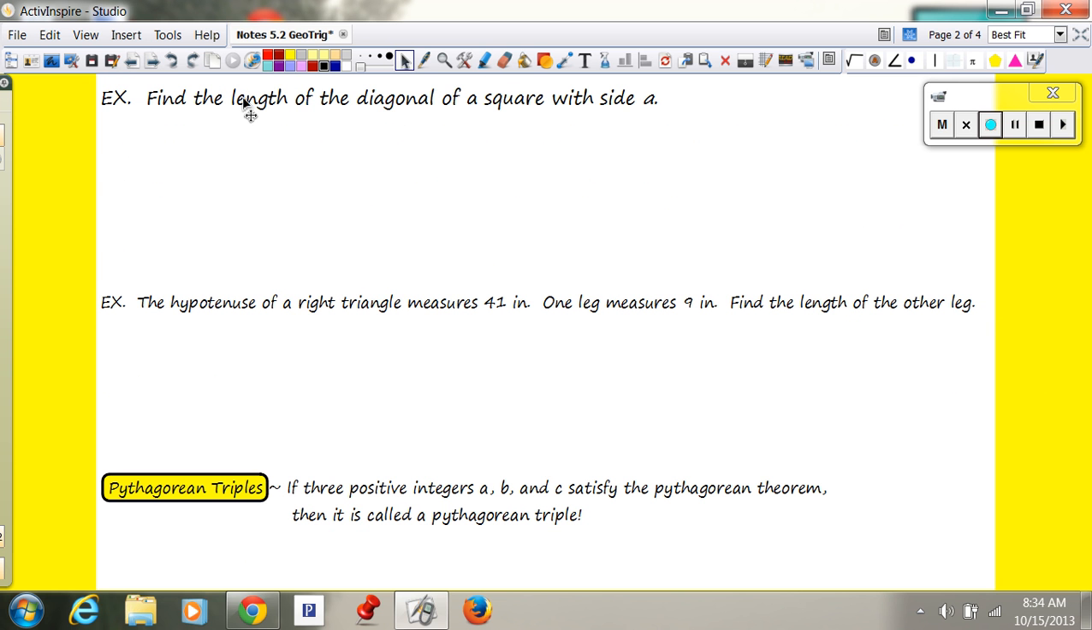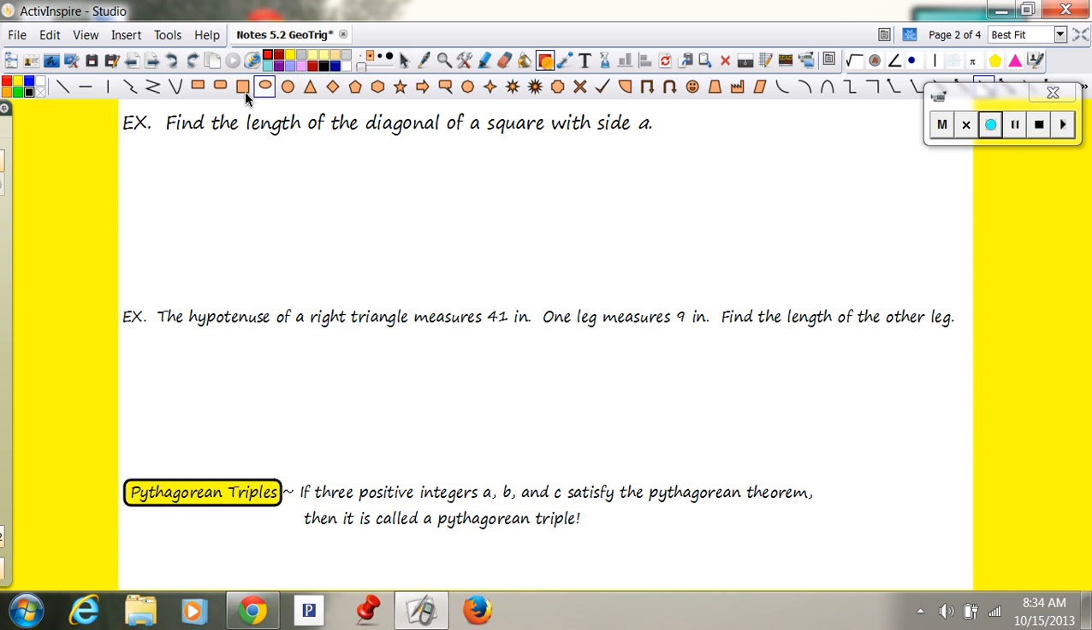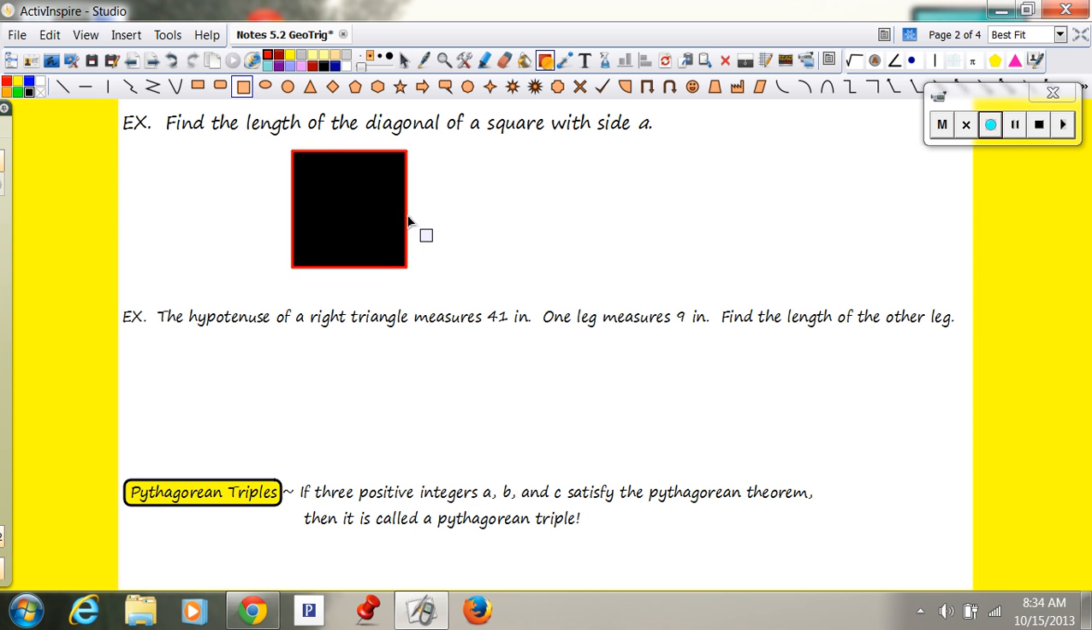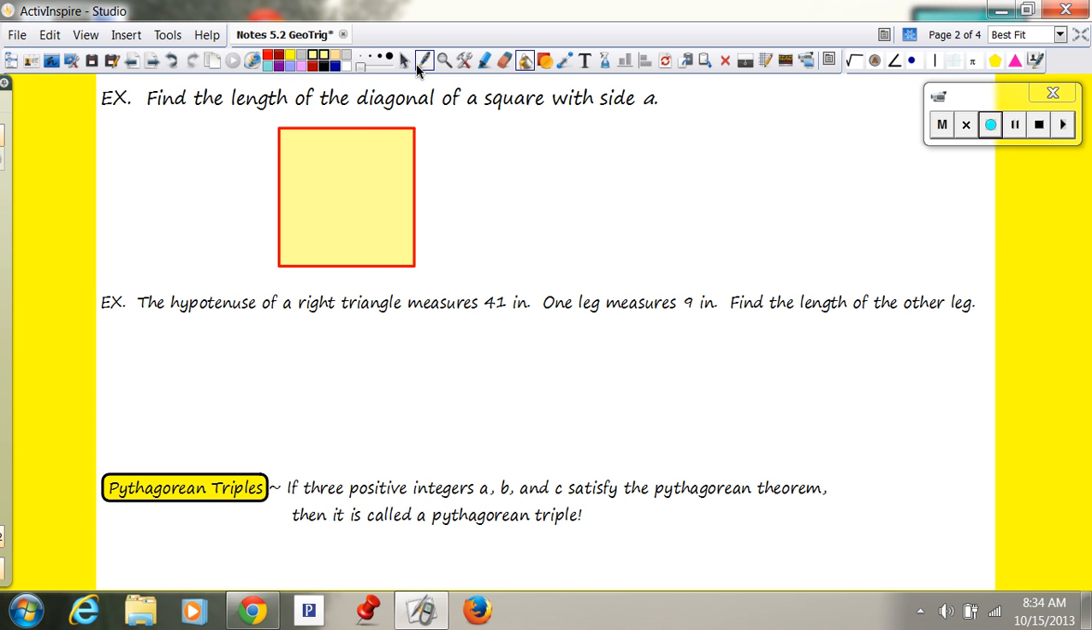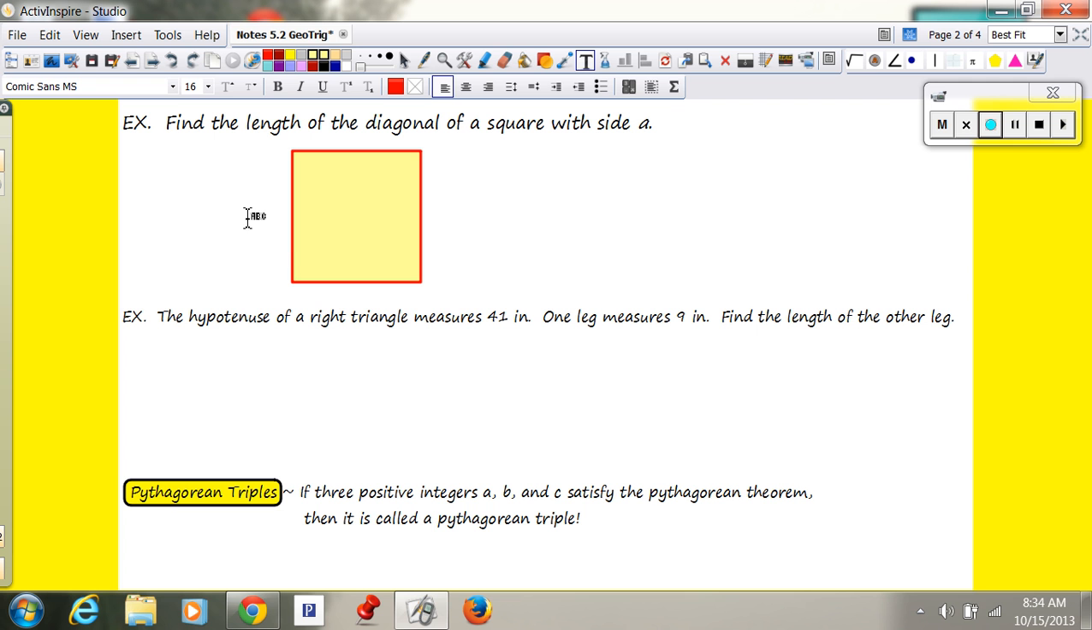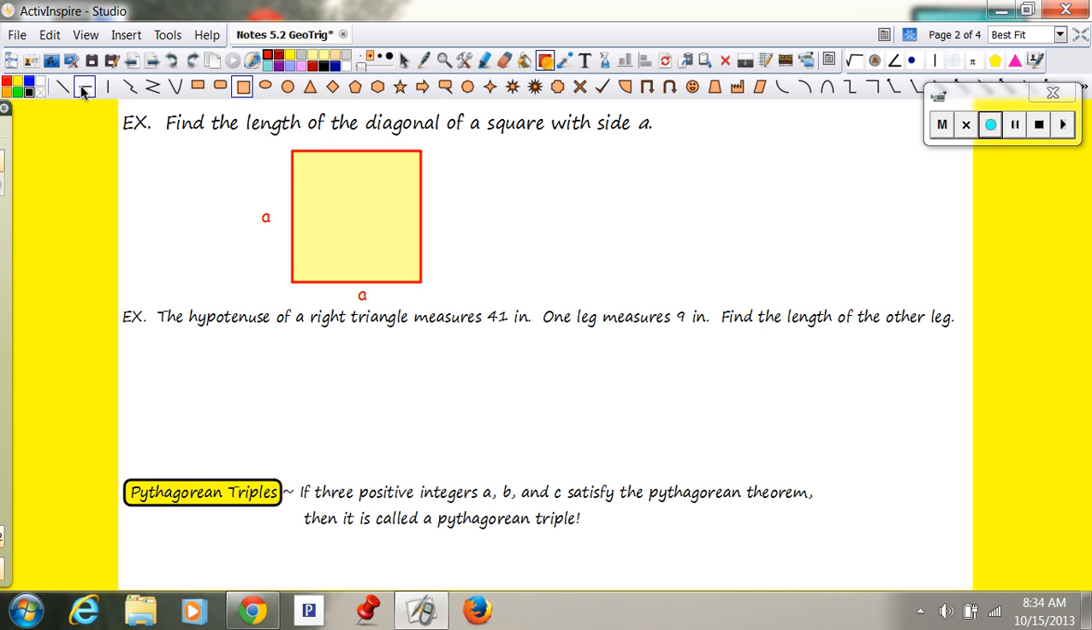Okay, so find the length of the diagonal of a square with side A. So we have a square. Let's make it a different color because it's too dark inside there. We have a square and the length of each side is A. So there's an A there. There's an A there. Our job is to find the length of the diagonal. Okay, so that's what we're looking for. Oops. Let's start over.